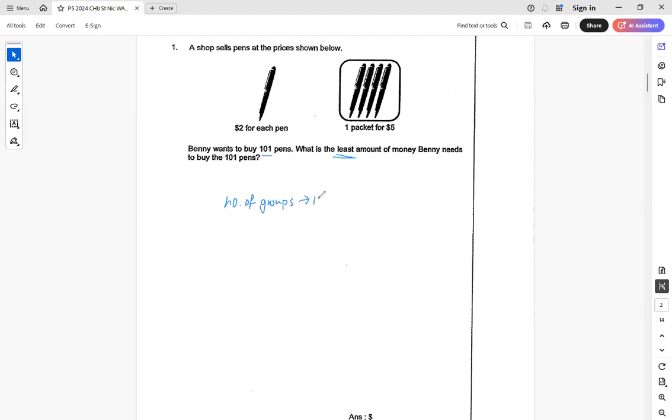So you take 101, which is the total pens required, divided by the number of pens in one packet to find how many such packets he can get. So you take 101 divided by 4. For this paper, you're allowed to use your calculator. You will get 25, remainder 1. So the 25 here refers to 25 packets. The 1 remainder is 1 pen remaining.